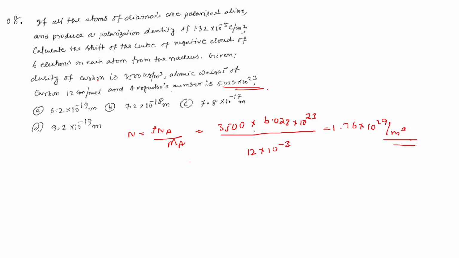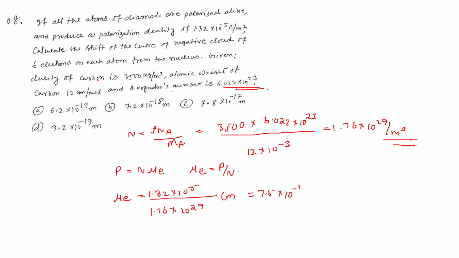Now the density of the polarization, that is P, is equal to n mu E, and the electric dipole moment mu E will be P by n. So from there we can write mu is equal to P by n. Now we have to calculate the mu E value. So 1.32 into 10 to the power minus 5 divided by 1.76 into 10 to the power 29 coulomb meter. So you will get the answer 7.5 into 10 to the power minus 35.